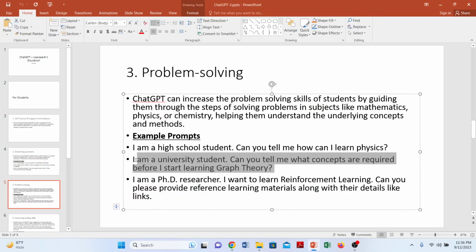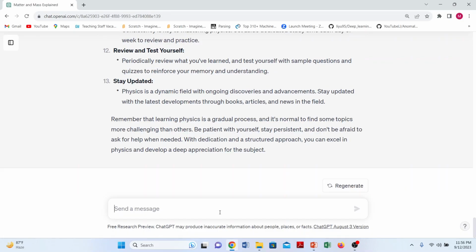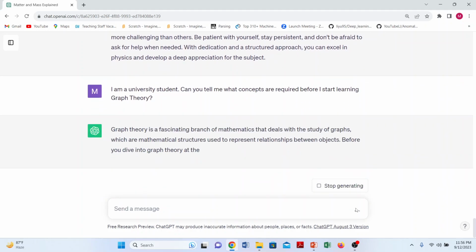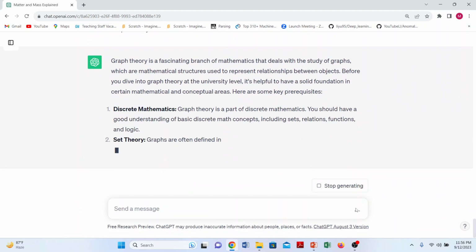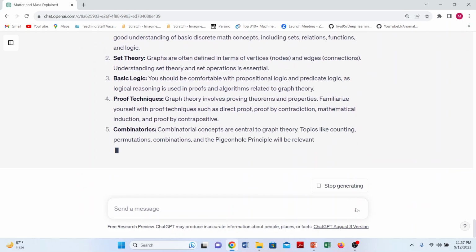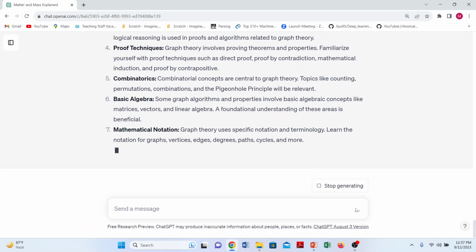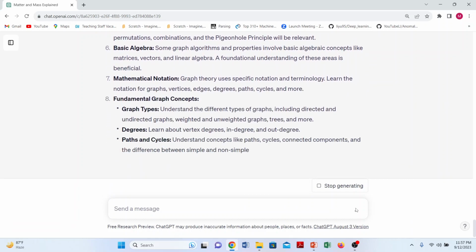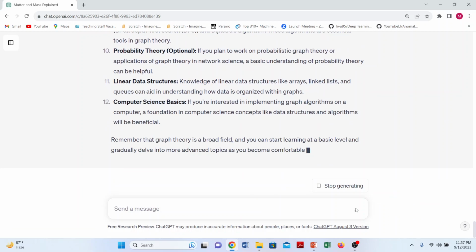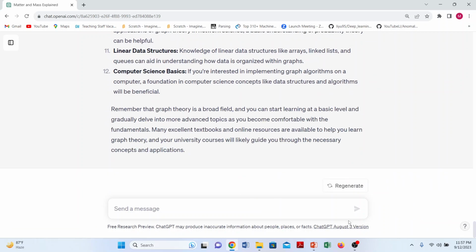The second prompt was about prereqs. If you are a university student and you want to learn graph theory, what concepts do you need to study before that? It is going to tell you what concepts are required. For example, you are required to have discrete mathematics, set theory, basic logic, proof techniques, basic algebra, mathematical notation, and fundamental graph concepts. So it is going to tell you what concepts you should know before you start a graph theory course.